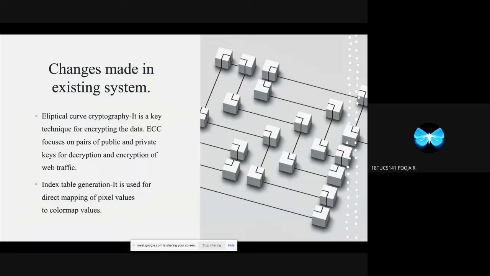These are the changes made in the existing system, and the 2 main changes are elliptical curve cryptography and index table generation. Like elliptical curve cryptography, why have we used this?